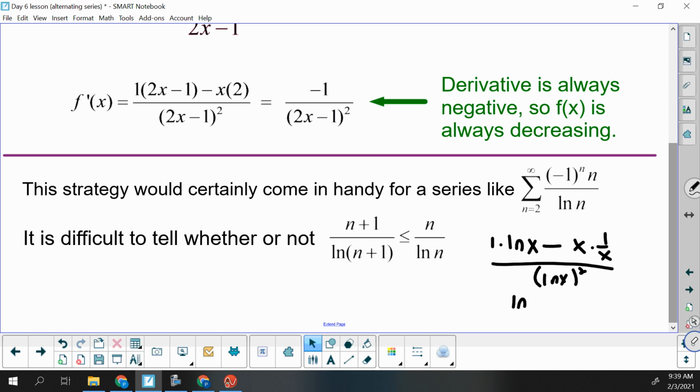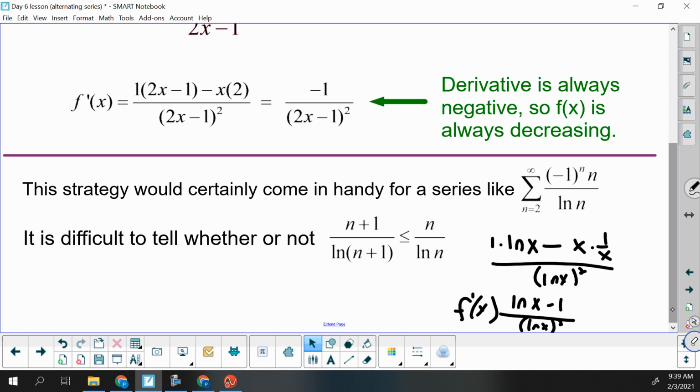Well, this would be (ln x minus 1) over (ln of x) all squared. Notice the denominator is always positive because it's squared. And eventually, natural log of x gets bigger than 1, so this will eventually always be positive. This was our derivative, so that means eventually our terms will always be increasing. So this would tell us that we couldn't use the alternating series test. We would have to look for something else.